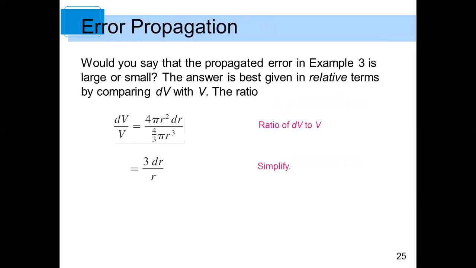Would you say that the propagated error in example 3 is large or small? The answer is best given in relative terms by comparing dV with V. So what you do is you take your propagated error, divide it by the true volume. So 4 pi r squared dr divided by the volume formula. If you simplify it, you get 3 dr over r.